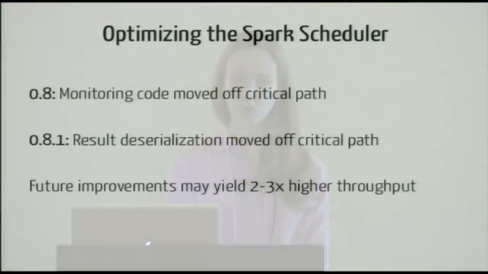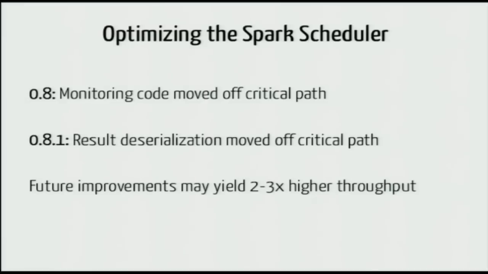Now, before I do anything too crazy and show you this distributed scheduler, I'm sure many of you are thinking, why don't we just try to optimize the Spark scheduler to improve this throughput? We've already done a bit of this. In the 0.8 release, we moved some of the code to support job monitoring and to support the UI off of the critical path of the scheduler. This improved the scheduler throughput by a bit. And then in the 0.8.1 release, we also moved some of the code to deserialize task results off of the critical path. And this led to a 2 to 3x improvement in the scheduler throughput.